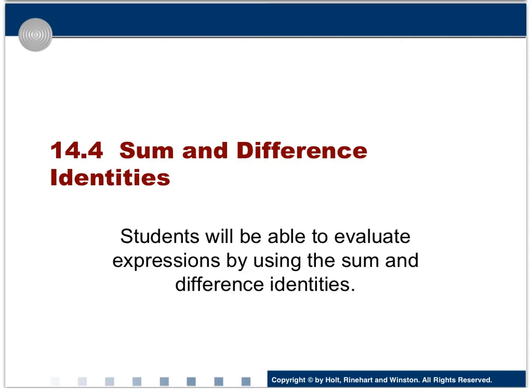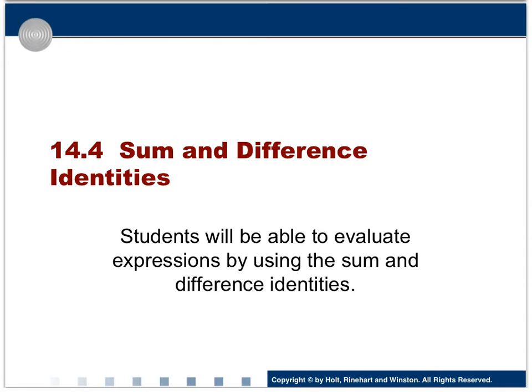Okay, so we're going to start section 14.4, sum and difference identities. What we're going to do is work with angle values that have a combination of our special angles, our 30, 60, 90s and 45, 45, 90s, but by themselves are not special angles.